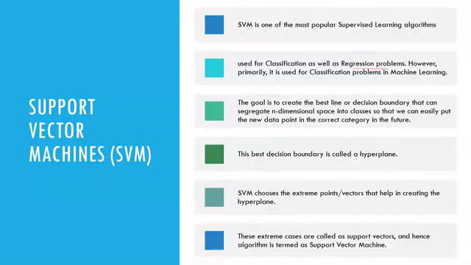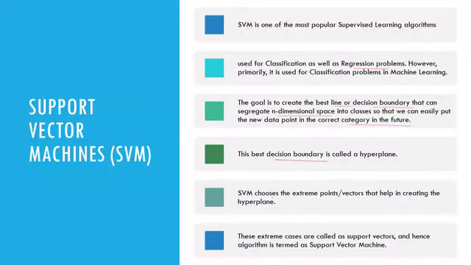So the goal is to create the best line or decision boundary that can segregate the n-dimensional space into classes, so that we can easily put a new data point in the correct category in the future. It's like our Indian states and the countries, and how they have been segregated with boundaries. The same way, all these categories in the n-dimensional space will be segregated by these boundaries or separators, which we call a hyperplane. So these decision boundaries are called hyperplanes.